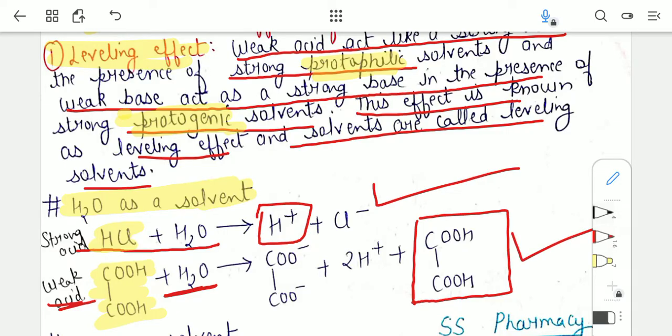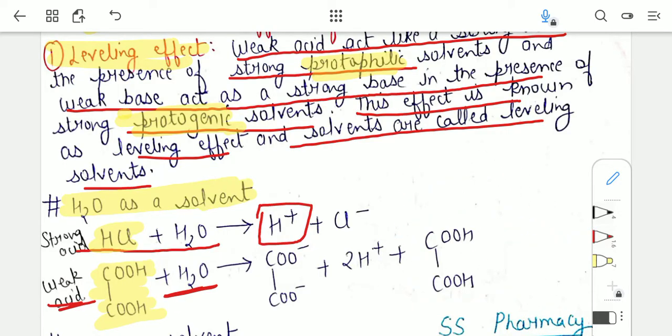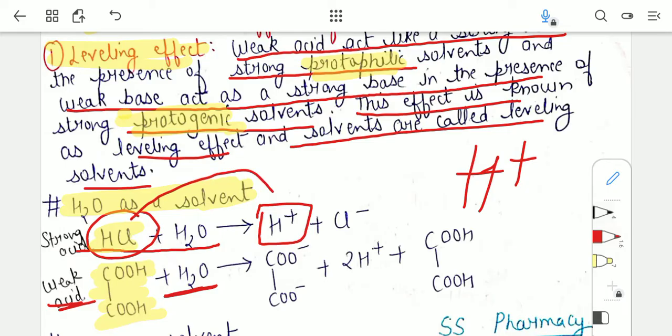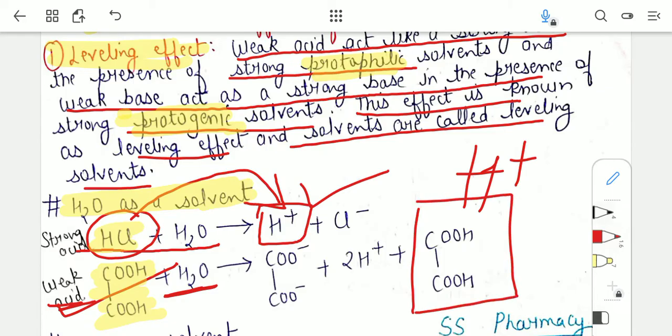Whenever we use the word acid, it means that the compound gives H positive ions. In case of HCl, it has completely ionized into H positive ion, whereas in case of acetic acid some part of it is still as it is. This means it has not completely given its H positive ions, therefore it is a weak acid when dissolved in water. So here our solvent was water.